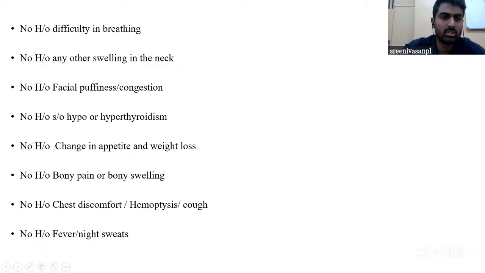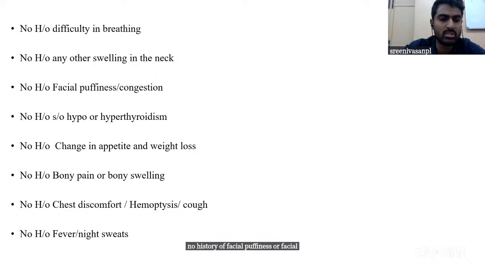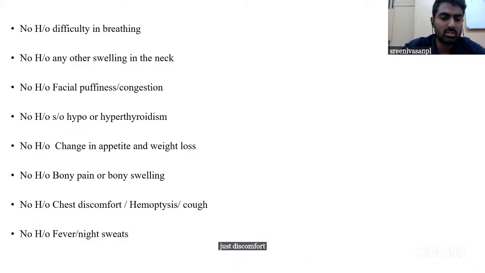So she had no history of difficulty in breathing, no history of any other swelling in the neck, no history of facial puffiness or facial congestion, no history of hypo or hyperthyroidism, no history of loss of weight and loss of appetite, no history of any bony pain or bony swelling, no history of chest discomfort, no history of constitutional symptoms like fever and night sweats.